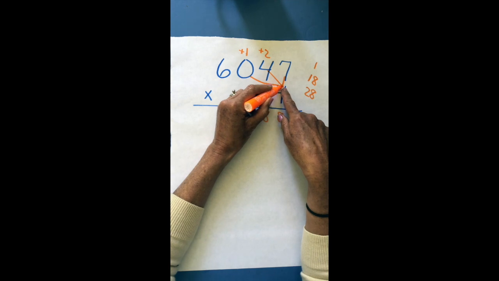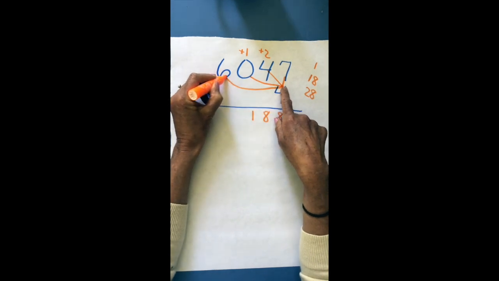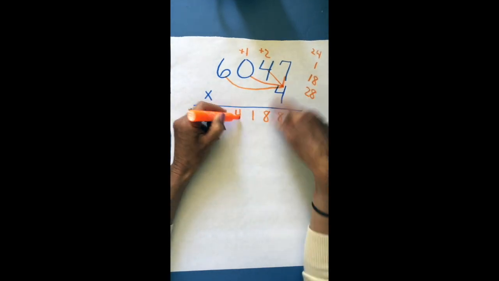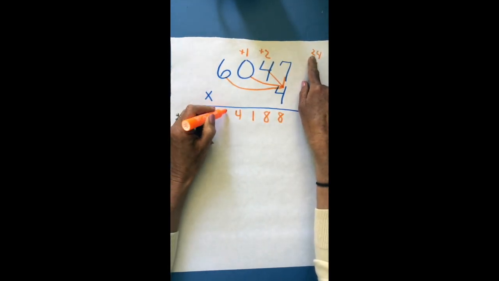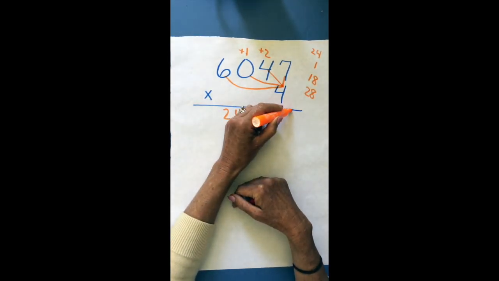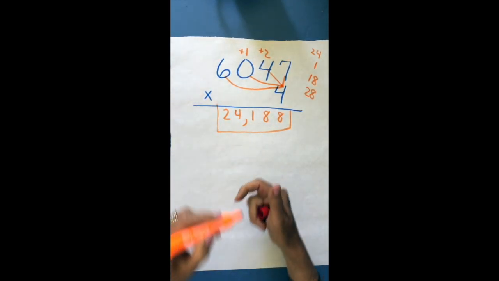And I go to my last digit. 4 times 6 is 24. The 4 goes down, and there's no other digit over here, so I just have to drop the 2. Here's my number, 24,188. I hope that helps.